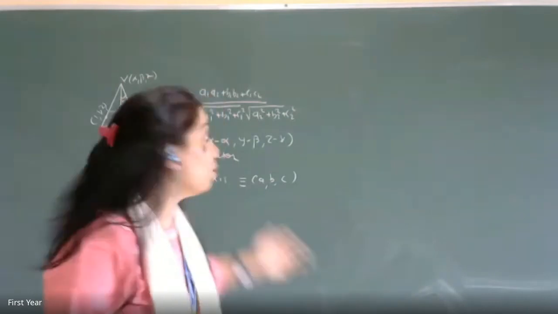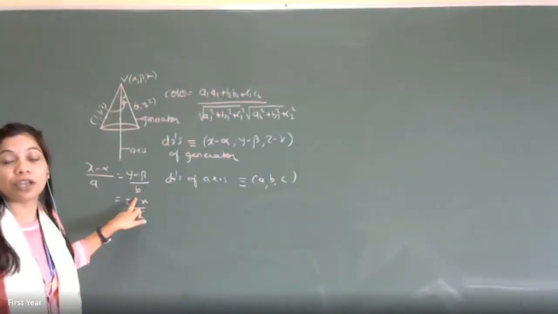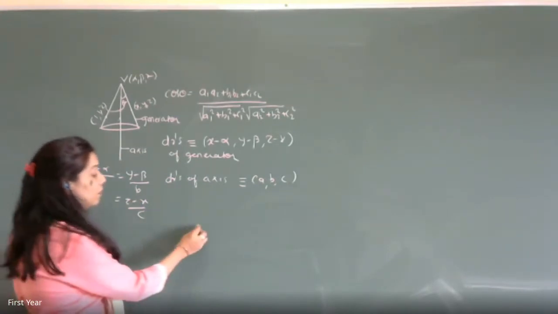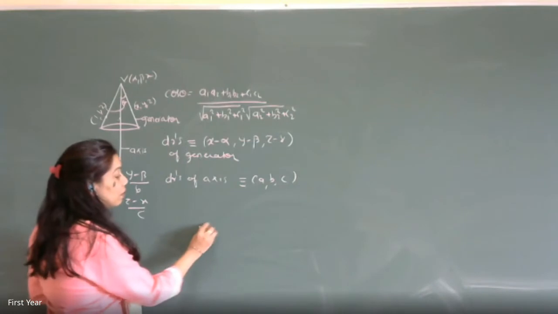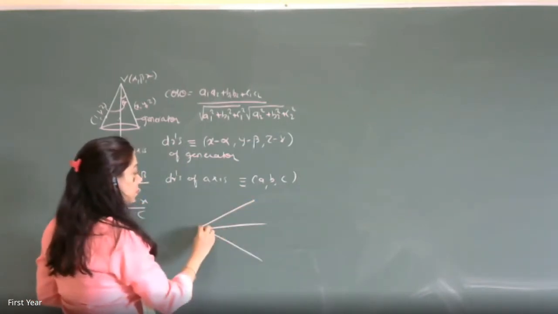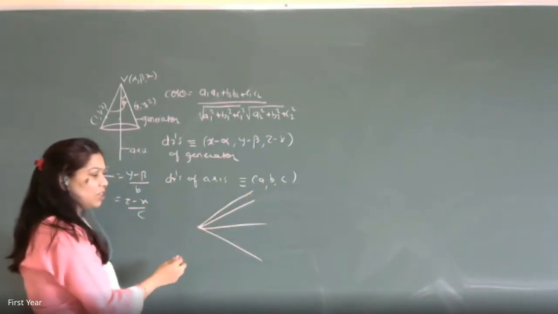Are you given one more point on the cone, the vertex and the axis? That is also not given. So let us draw and see what is given to us. We are given three lines. The vertex is given, the origin, I suppose.